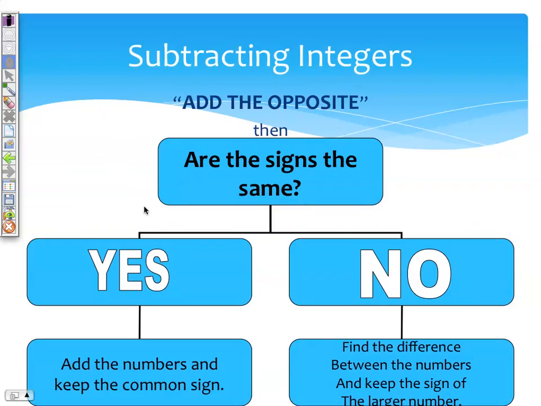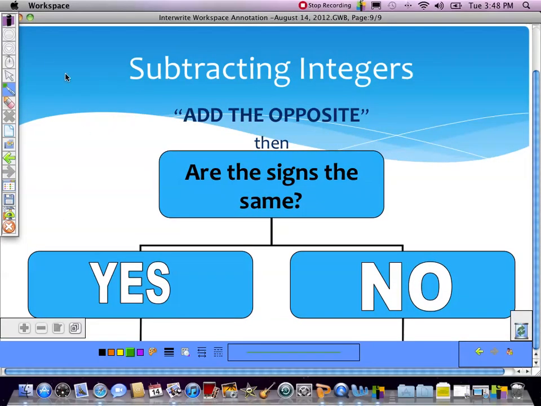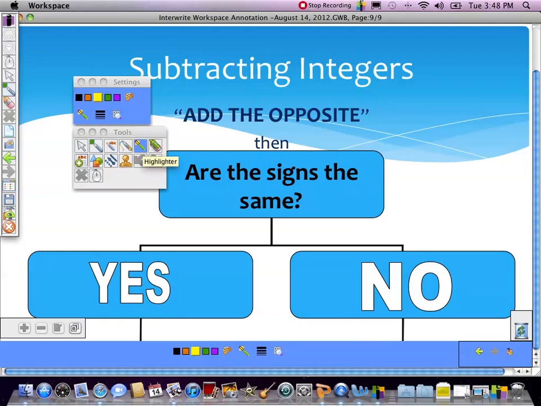Here is your flowchart for your subtracting integer rule. Again, you're going to see add the opposite, the most important thing you need to remember. And then once you've done this little rule right here, you're going to have an addition problem, so you're just going to revert back to your addition rule.